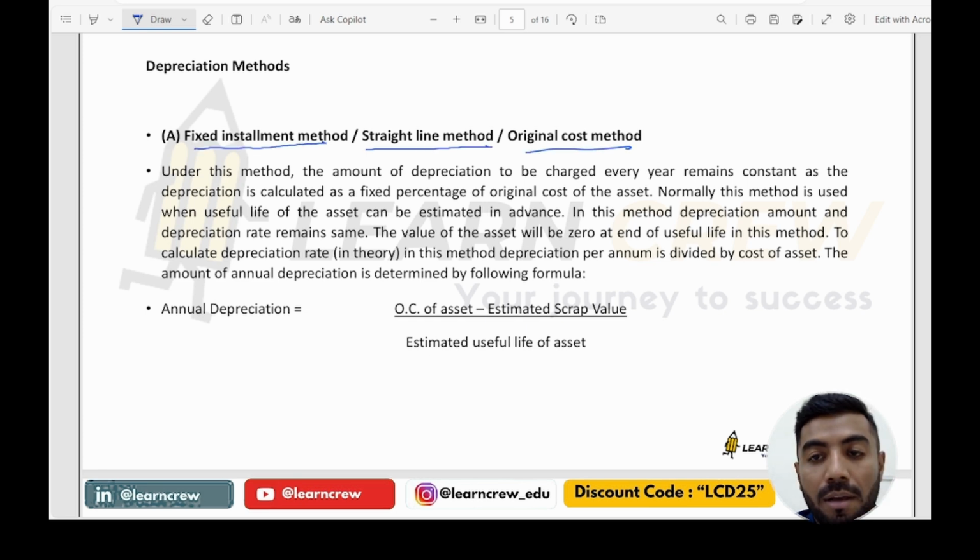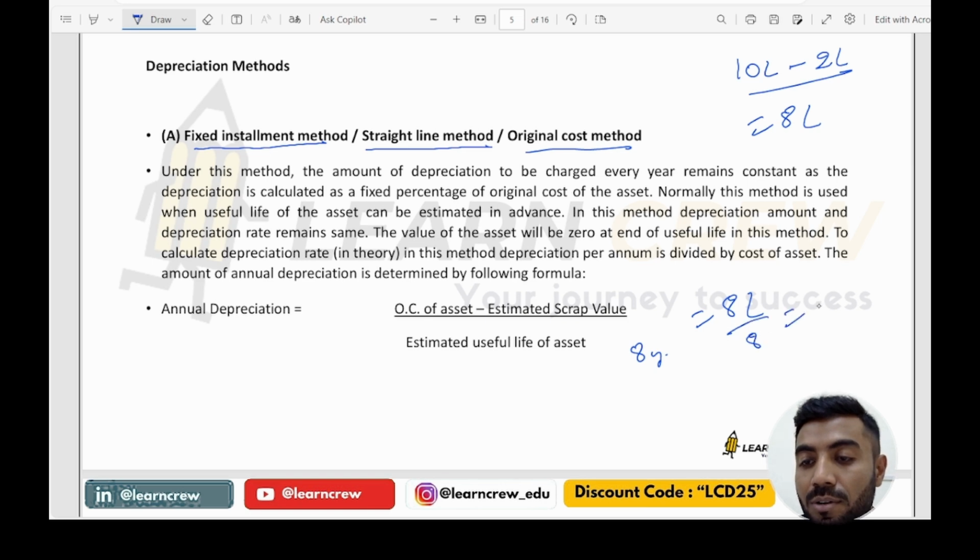Here, you have an original cost value, that is the purchase cost, say for example 10 lakh. Here we also have a scrap value of 2 lakhs. So we minus 2 lakhs, which gives us 8 lakhs. With this 8 lakhs, divide by the useful life of the asset, say 8 years. So 1 lakh will be charged per year as depreciation.